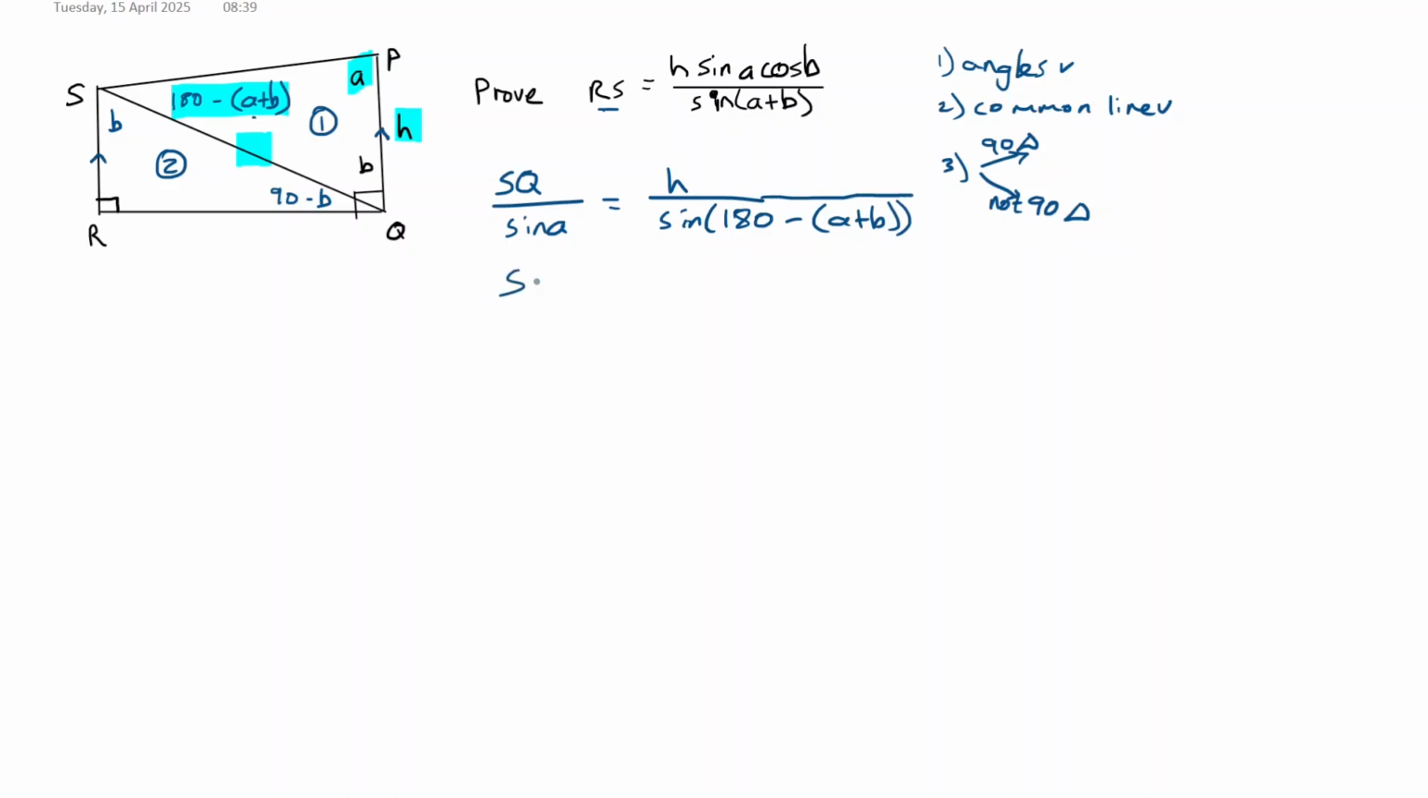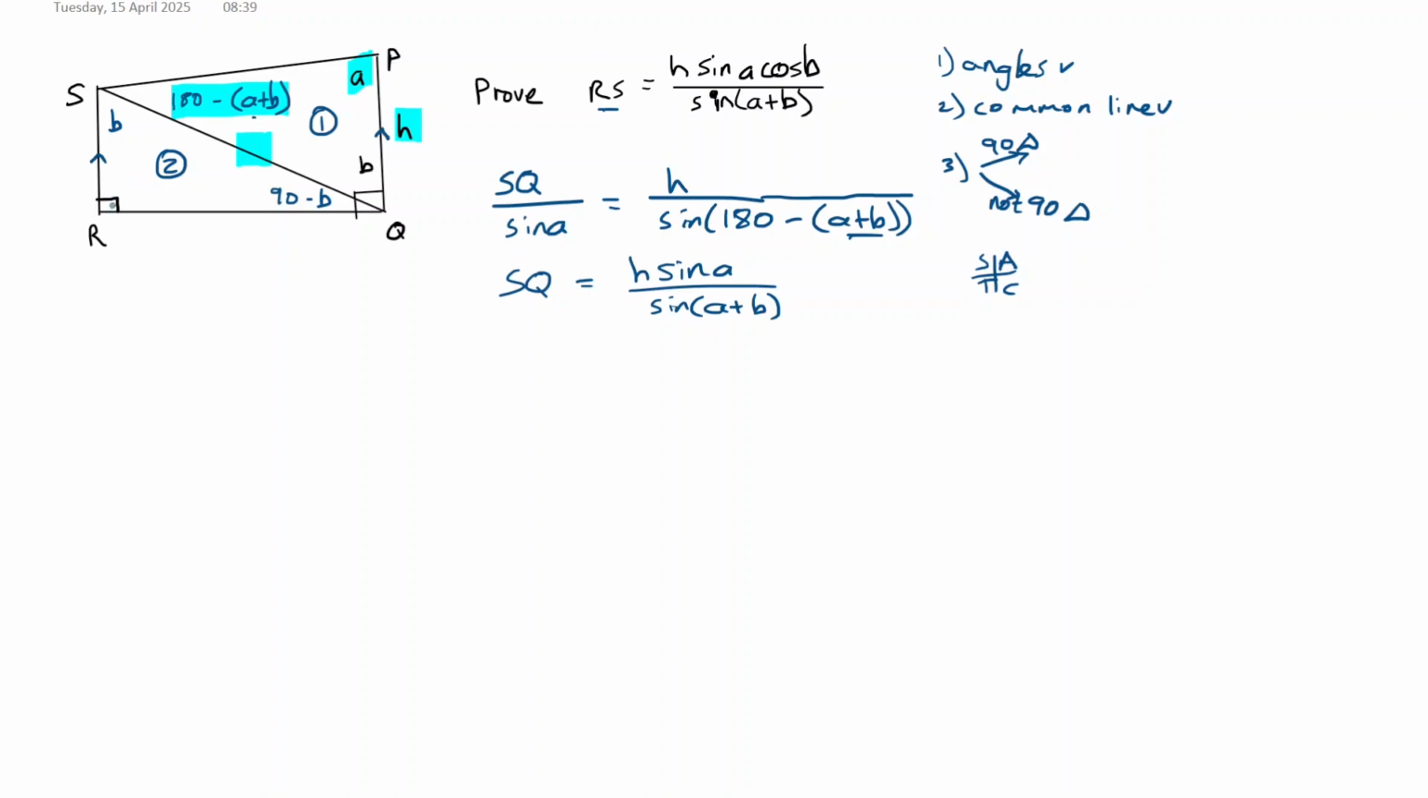I'm wanting SQ because my little goal is to get the common line. And sine of 180 minus an angle is in the second quadrant, where sine is positive, and so it just reduces to sine of the angle. Then I'm going to move to the second triangle.